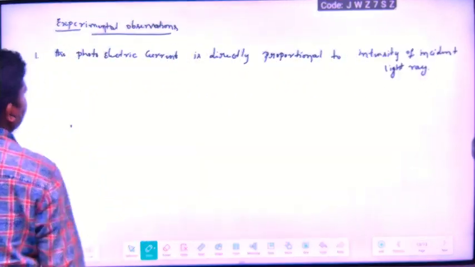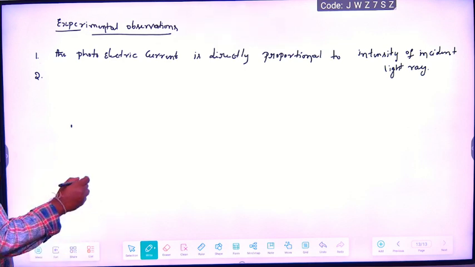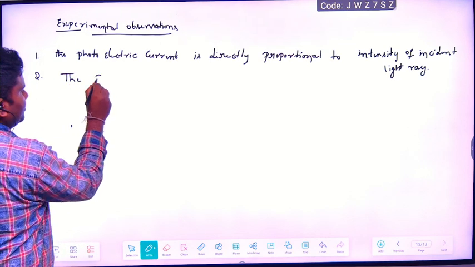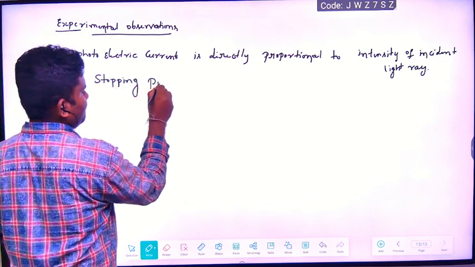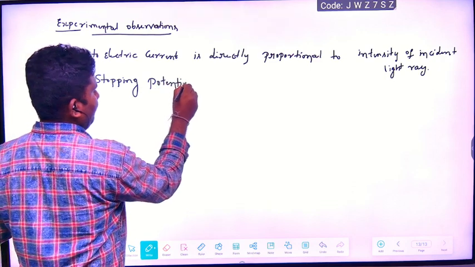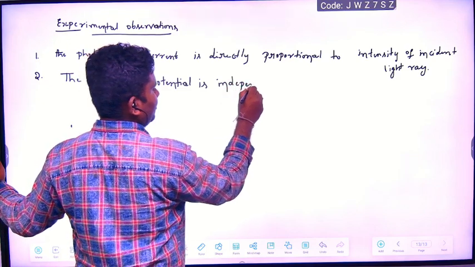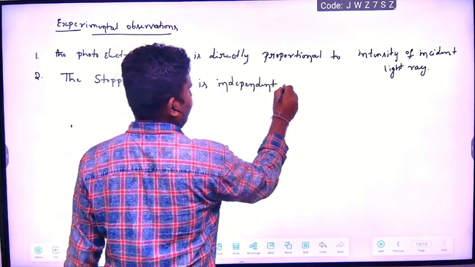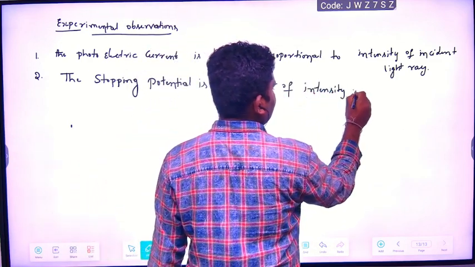Second one: the stopping potential is independent of the intensity of the incident light ray.